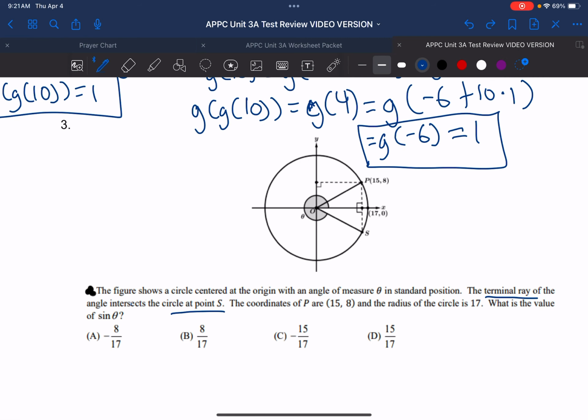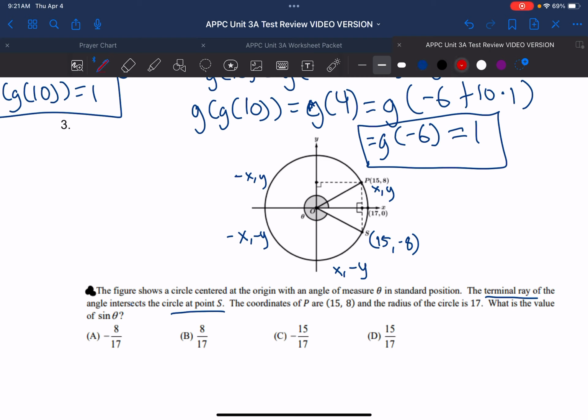So just quickly, to get the coordinates of S, we can use the symmetry of a circle. With the symmetry of the circle, you can use the behavior of the x and y coordinates in different quadrants. What do I mean by that? Well, remember, this is just going to be x, y. This will be negative x, y. This will be negative x, negative y in this quadrant. And here in quadrant 4, you'll have x, negative y. So if this is 15, 8, this is 15, negative 8.